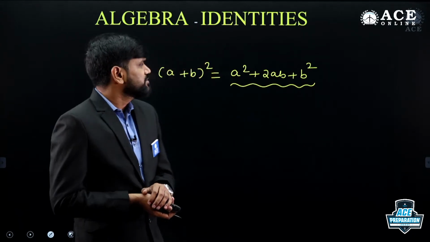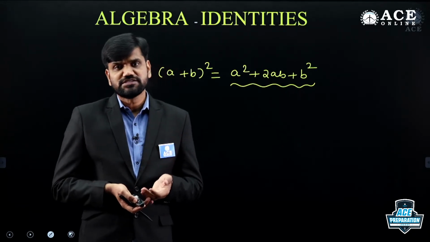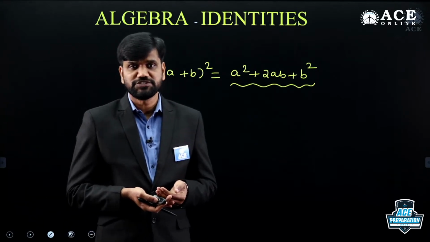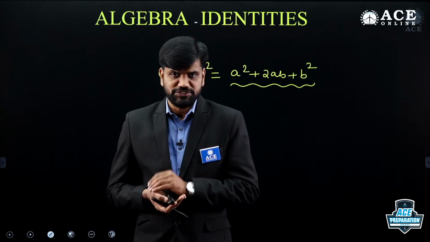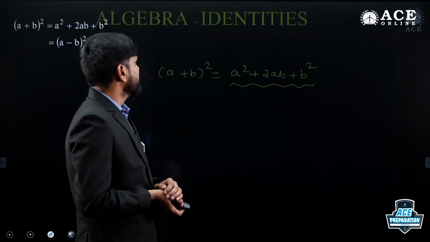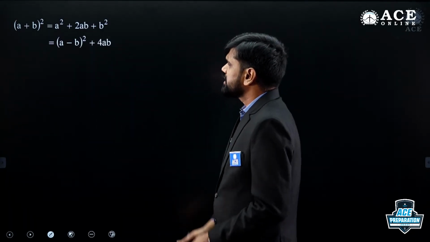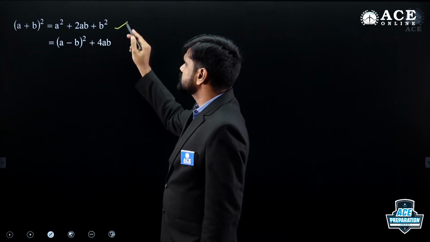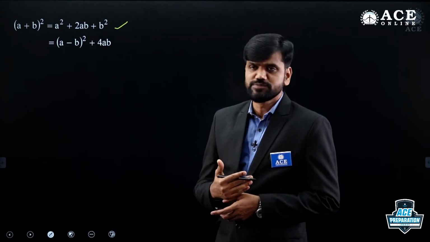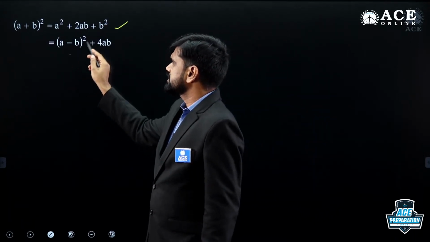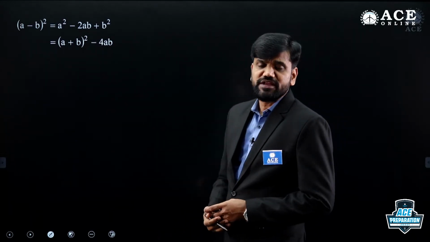Coming to identities in algebra, let us see some major identities that appear in competitive examinations and the questions framed based on their applications. The first identity is a plus b whole square, which is nothing but a square plus 2ab plus b square. This can also be expressed in terms of a minus b whole square as a minus b whole square plus 4ab.